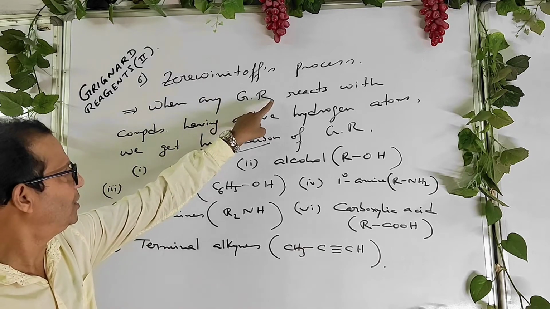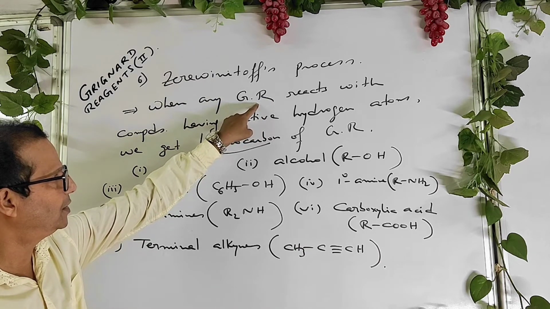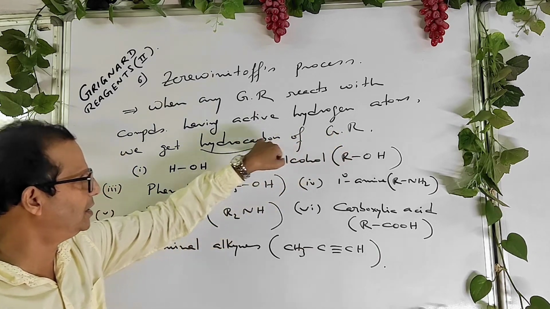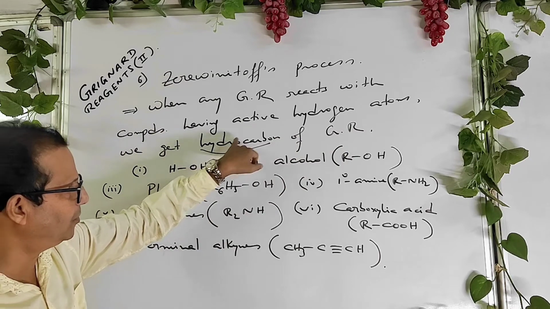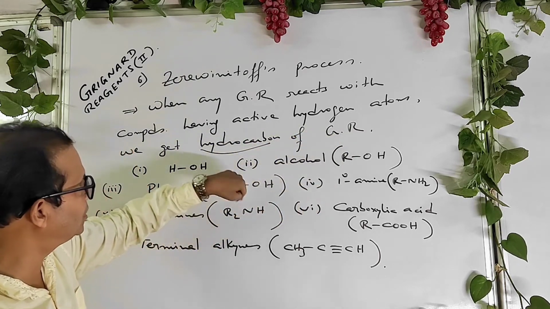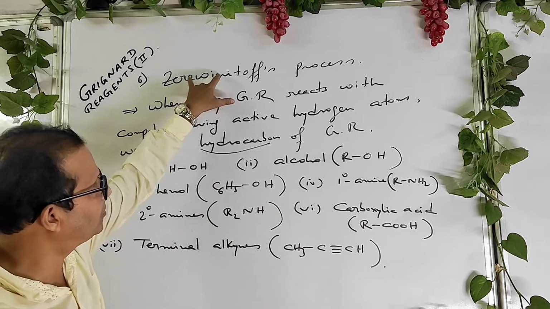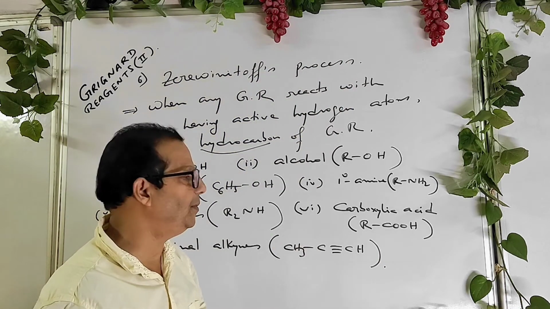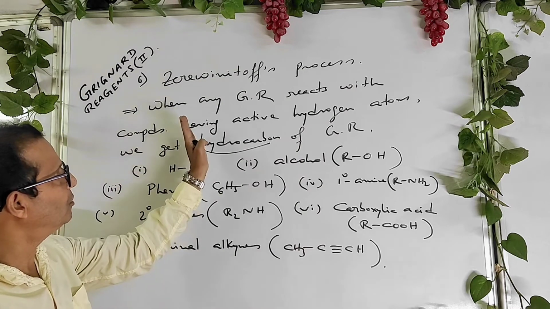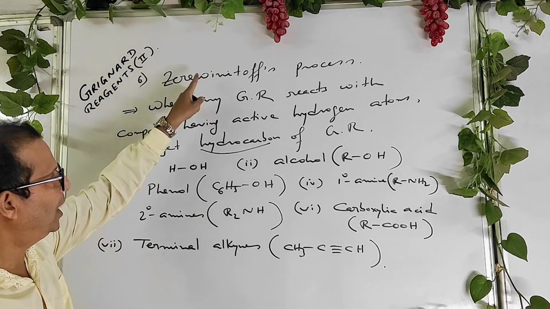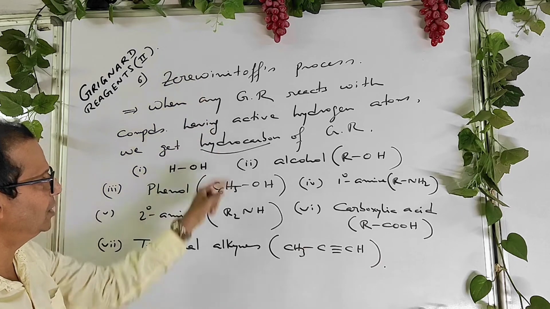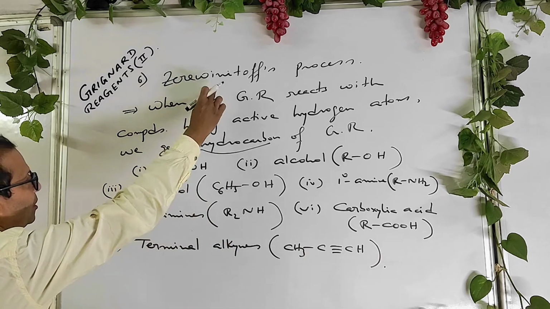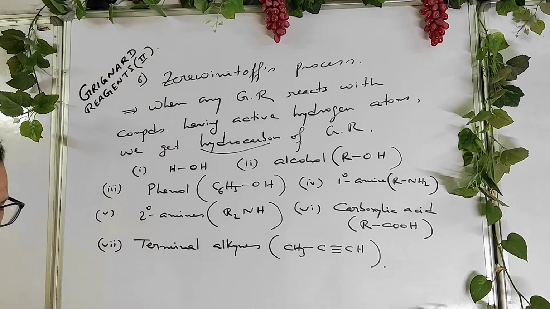Any compound in organic chemistry having active hydrogen atoms, when it reacts with any Grignard reagent, we get the hydrocarbon of the Grignard reagent. Listen to it. The reaction is known as Zerewitinoff's process, or Zerewitinoff's active hydrogen determination. Remember it.